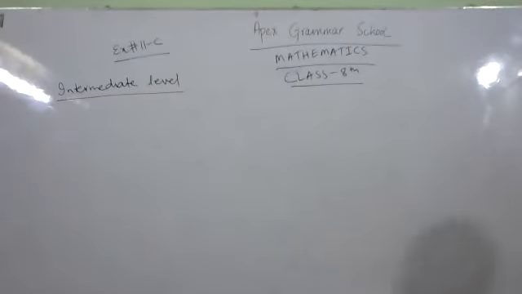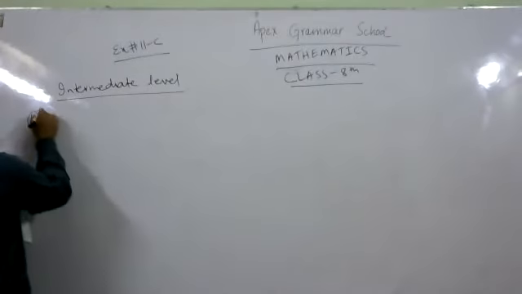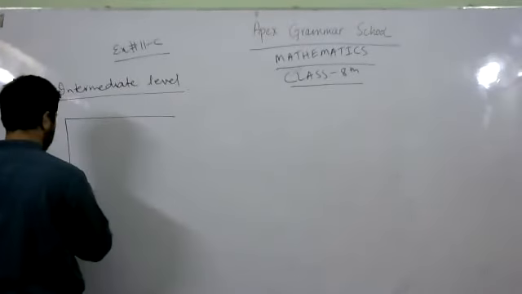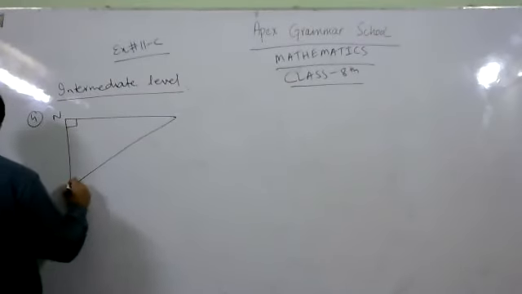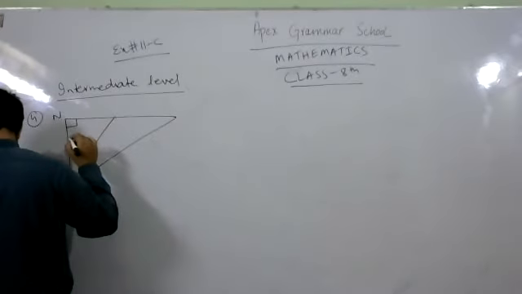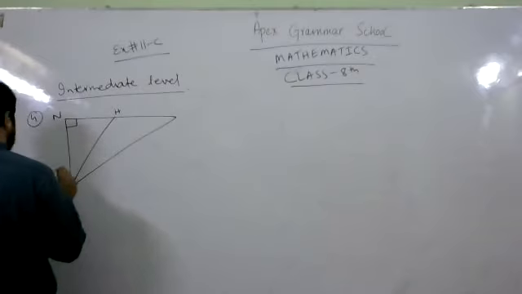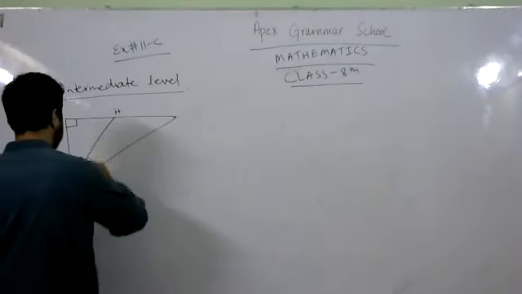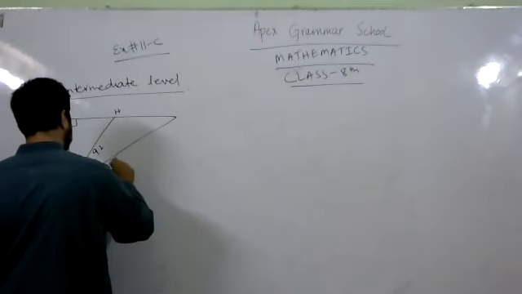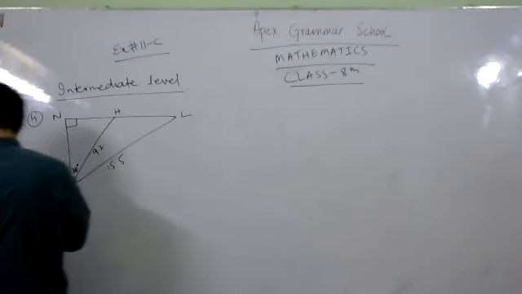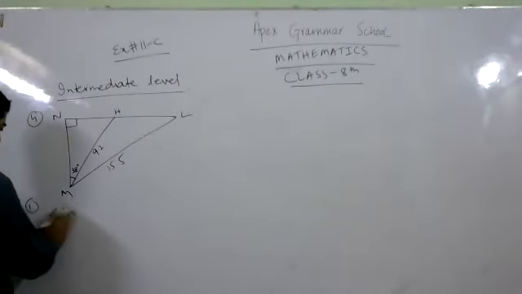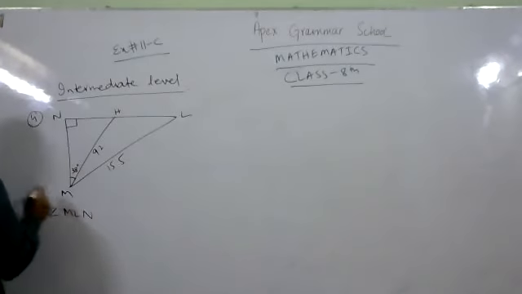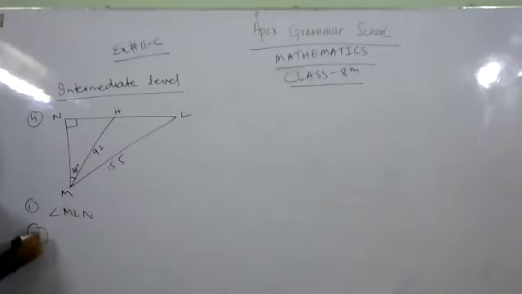Question number 4 is, the diagram is... this is the angle M, H, this side is 9.2, this is 15.5, this is L, and you need to find the angle MLN and the length of HL. You need to find it.